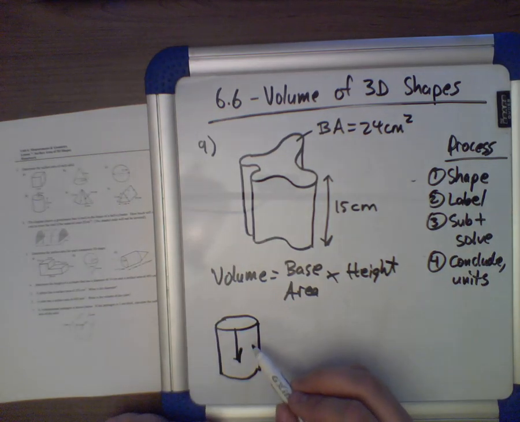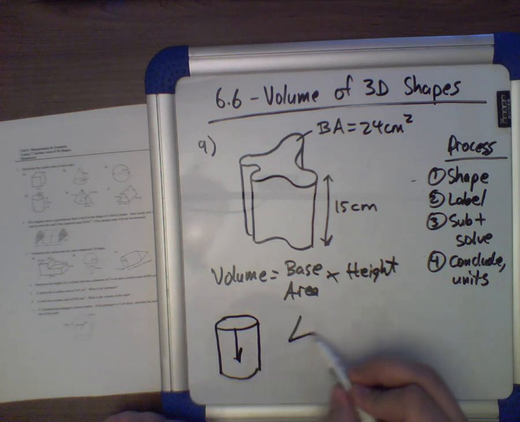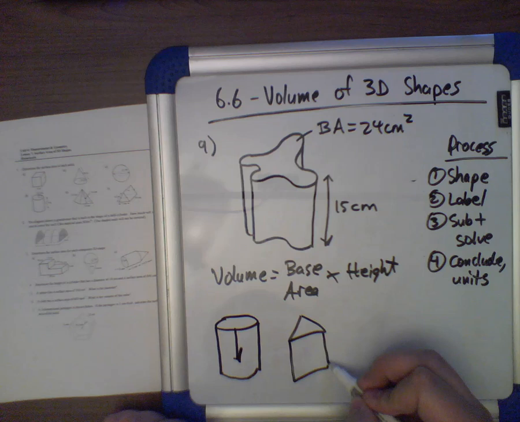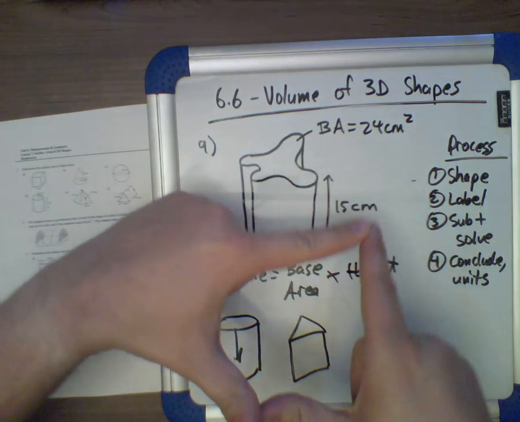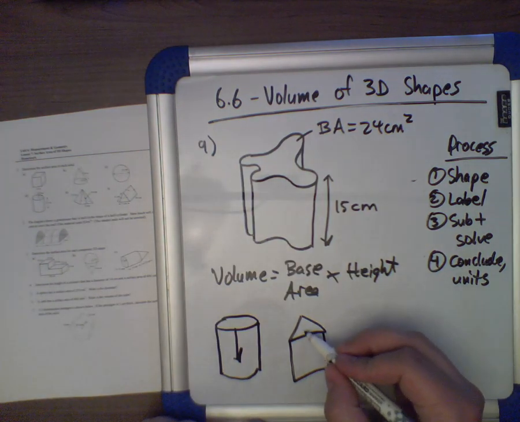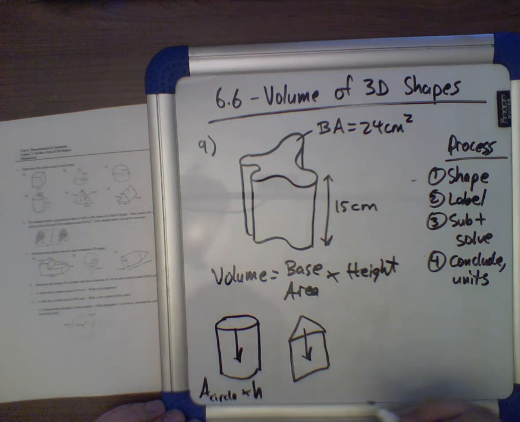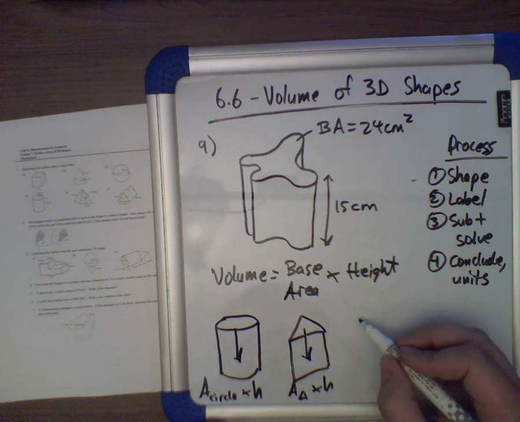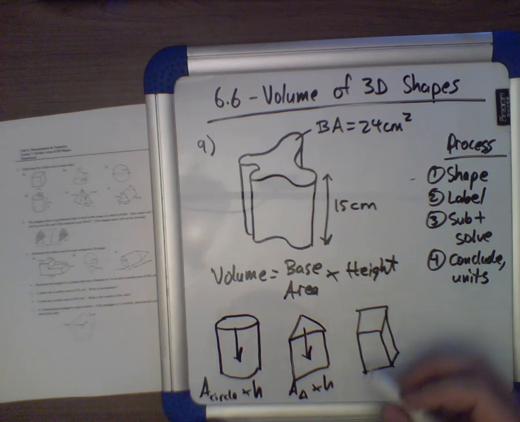How do I find the volume of a cylinder? I find the area of the circle and multiply by the height. Same if I have a triangular prism. I'm just taking that triangle and moving it down. So I would find the area of the triangle. Right here, let's just do that. So area of the circle times the height. Same thing here. I'd find the area of the triangle times the height. If I have a rectangular prism, I'm finding the area of the square and multiplying by the height.